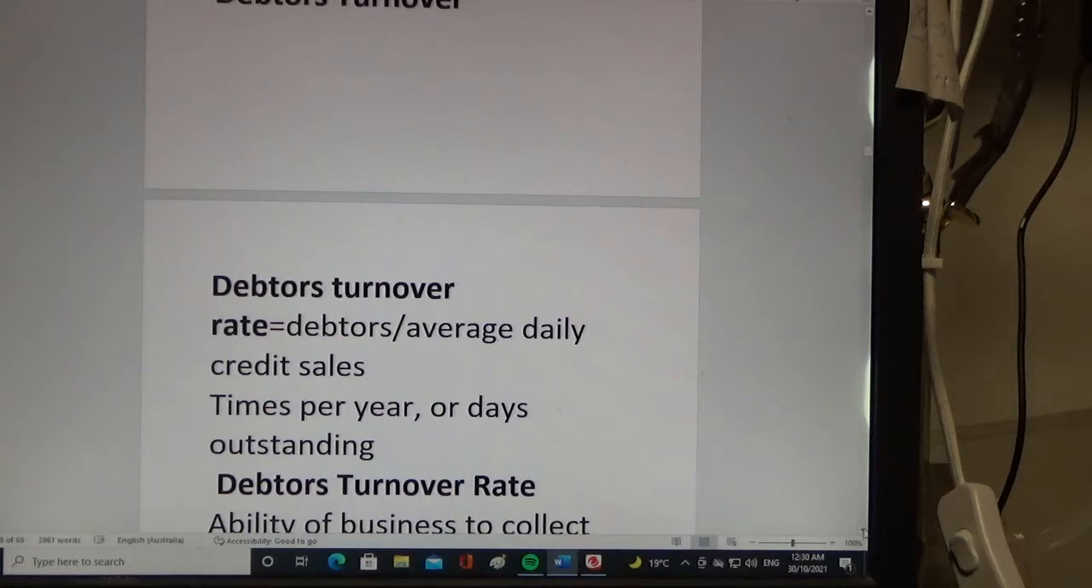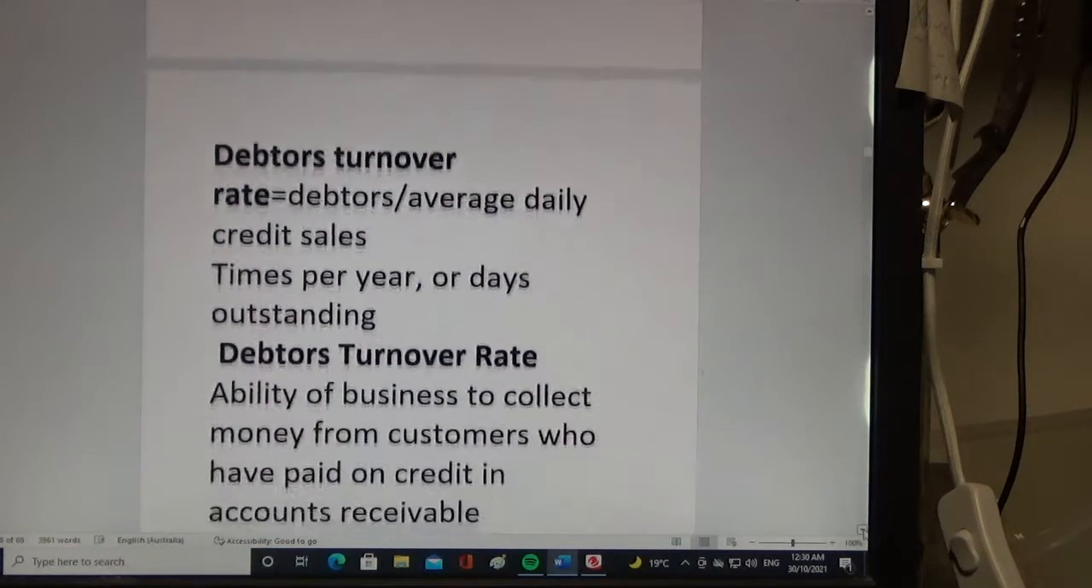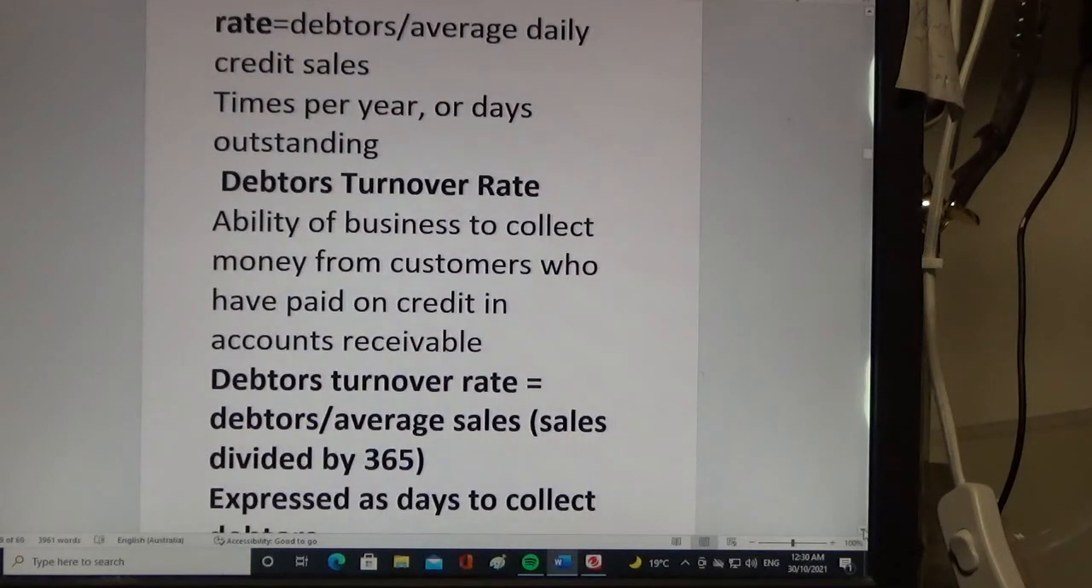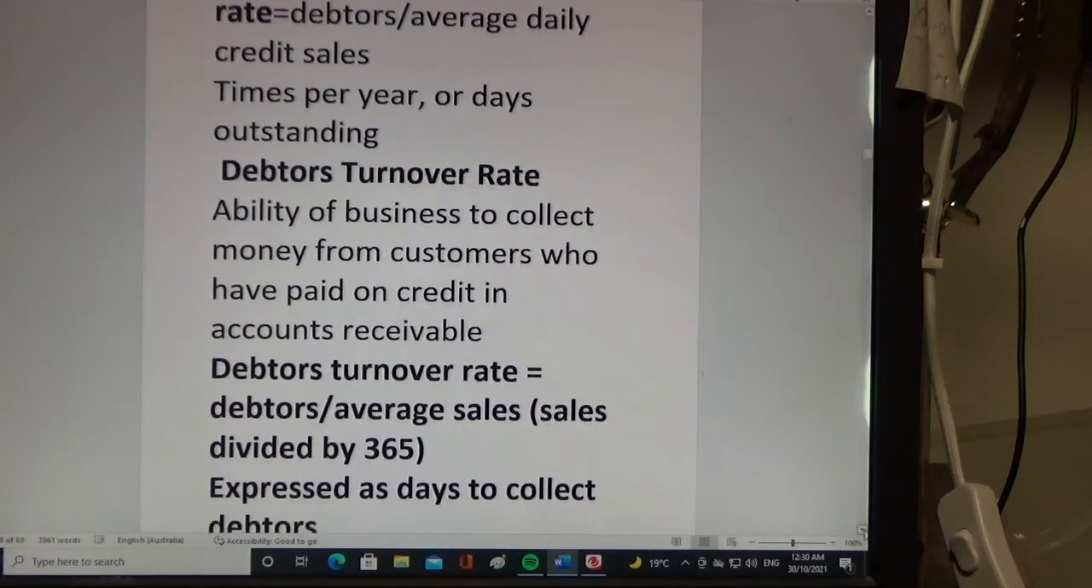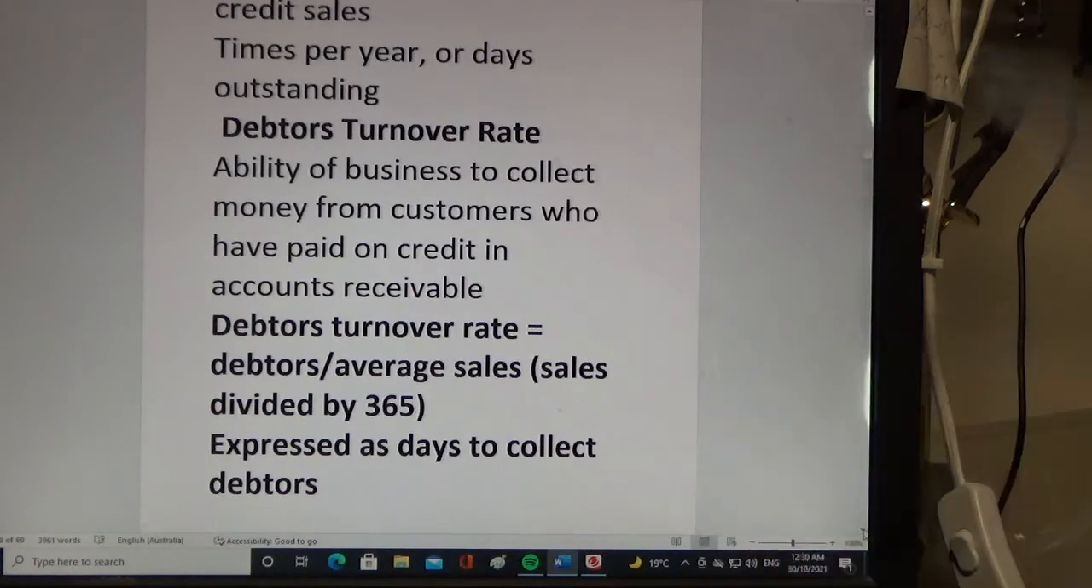The times per year, the cycles of debtor collection. So the debtors turnover rate is the ability of the business to collect money from customers who have paid on credit, the accounts receivable. The goal of the company is to get money back from all your debtors, cash eventually. It's like a short-term loan to other people, but some people are a bit doubtful on paying. Doubtful debts expense is a type of expense in the P&L. Sometimes people just don't pay, bad debt, and that's another expense in the P&L.